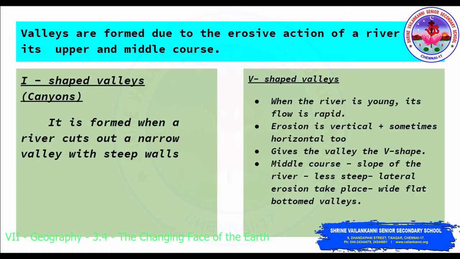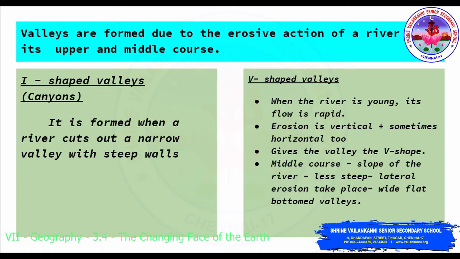First we'll see about the eye-shaped valleys. Eye-shaped valleys are also called canyons. It is formed when a river cuts out a narrow valley with steep walls. V-shaped valleys. These valleys are formed when the river is still young and its flow is rapid. The erosion is predominantly vertical. However, there is also a certain amount of horizontal erosion which gives this valley its V shape.